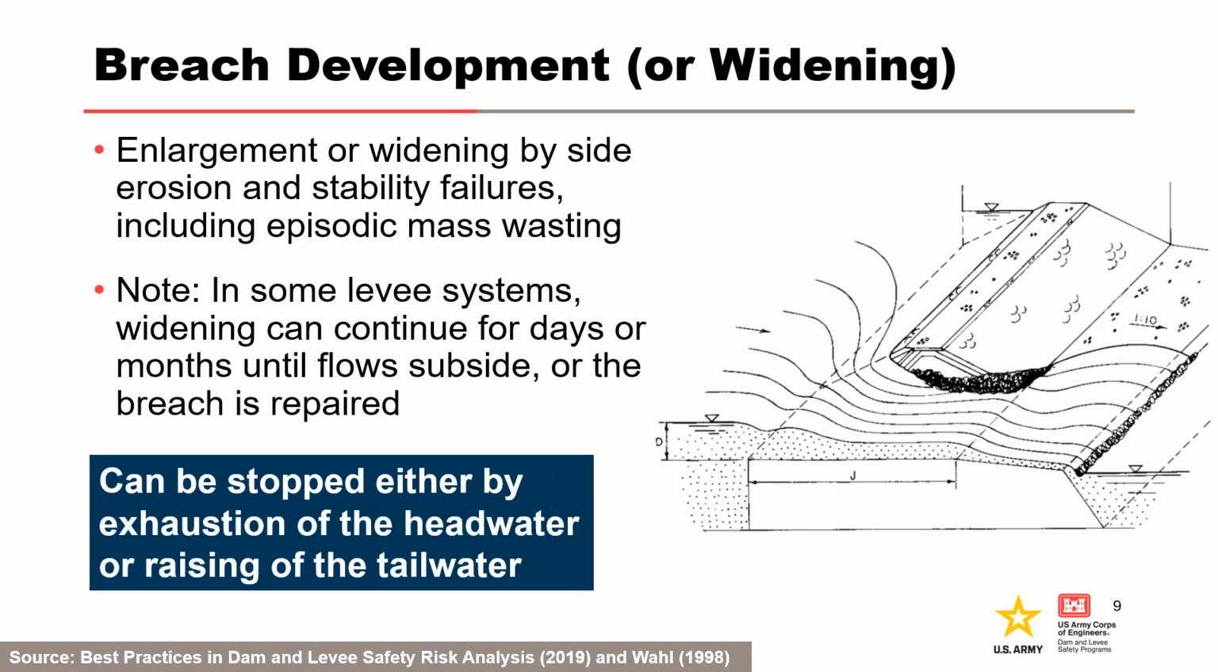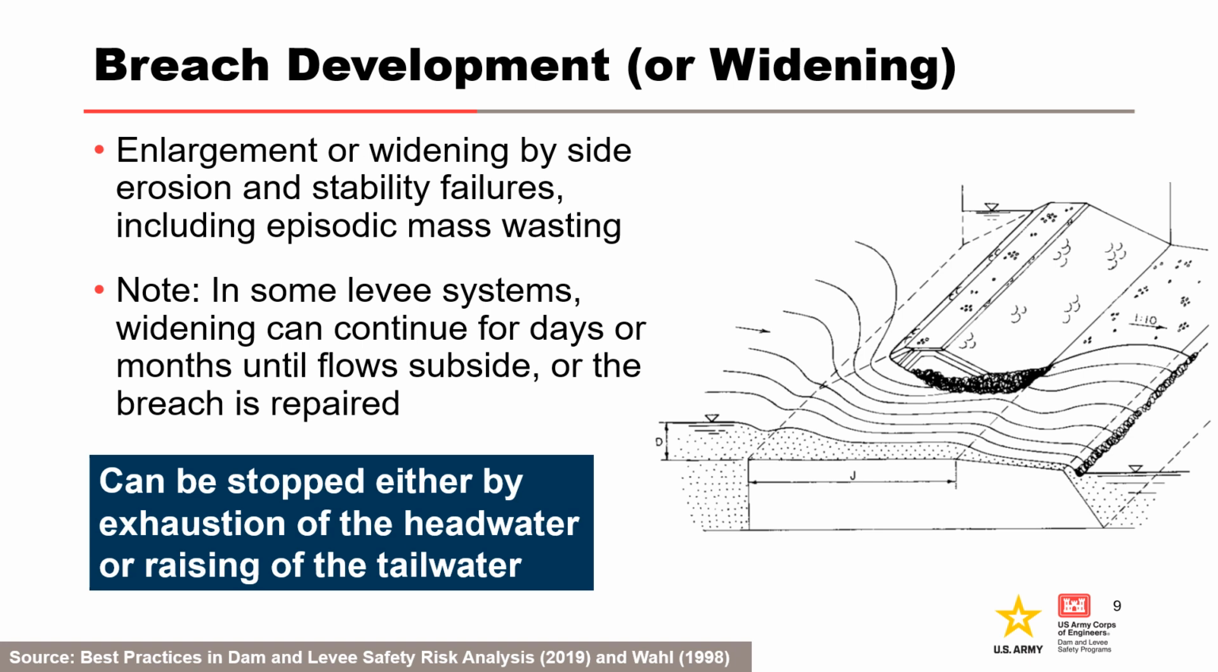In the final phase, the breach has usually reached its full depth and continues to widen as long as the driving hydraulic head is available. Widening is accomplished through a combination of foundation and structure erosion and stability failures, which includes episodic mass wasting of material from the banks of the developing breach.